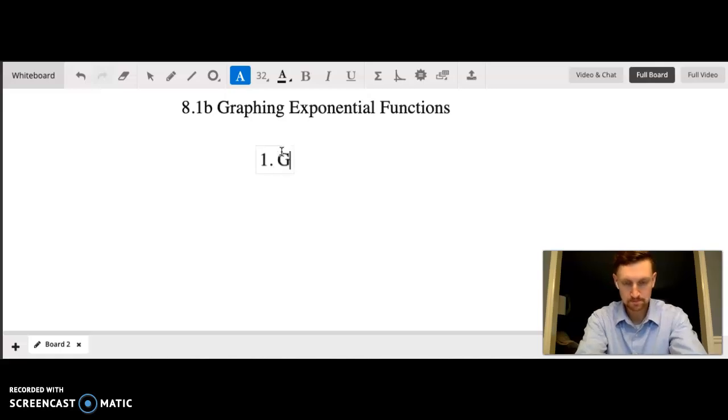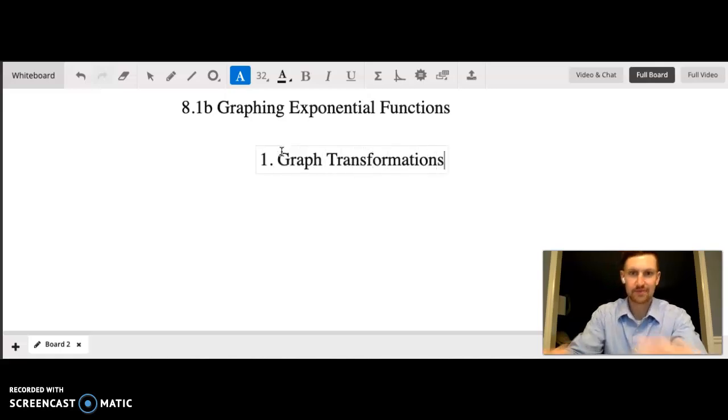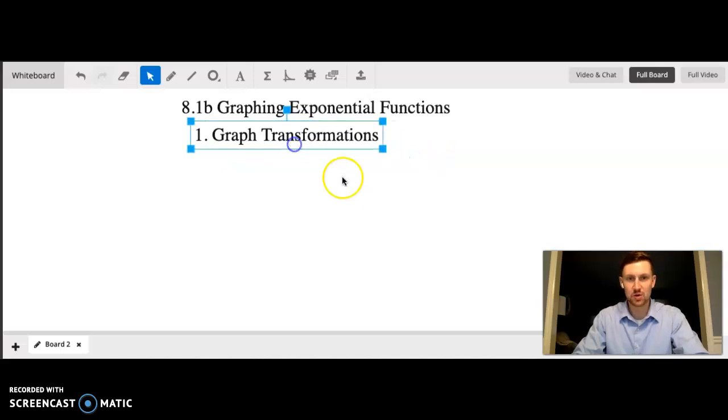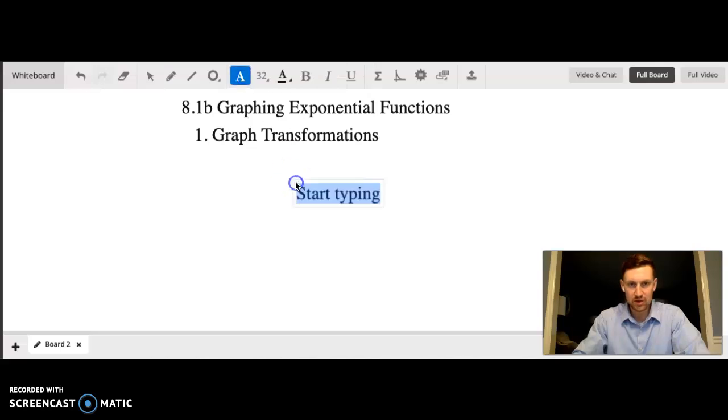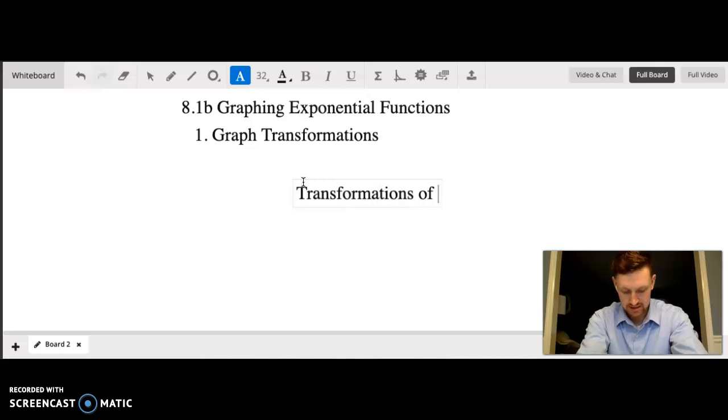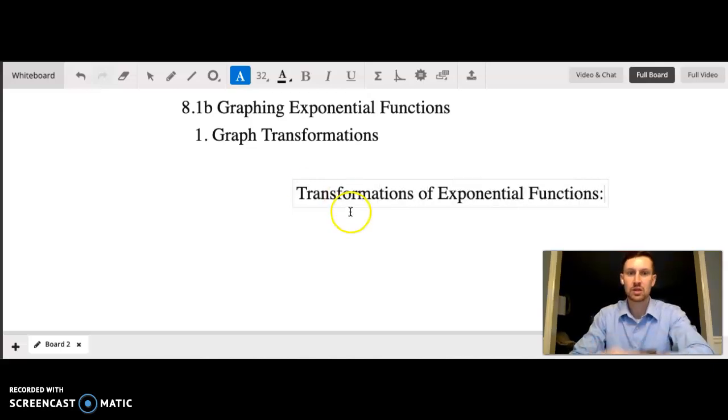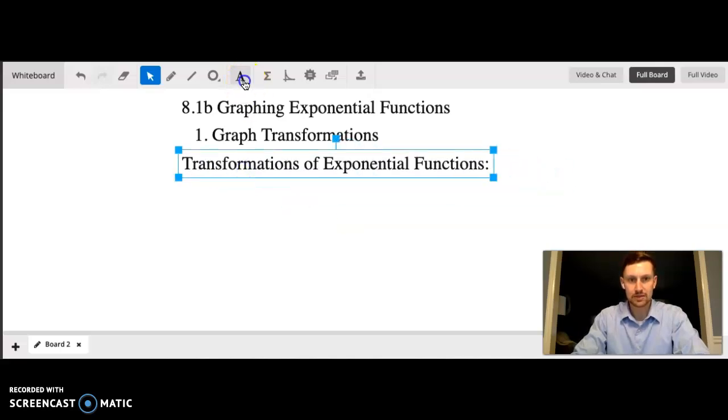So again, just one point, graph transformations. Obviously we know that word transformation. We've done it now with parabolas, we've done it with square root equations last chapter, and we've done it with absolute value equations, all kinds of different equations. We've graphed transformations. Specifically, it just means that the original graph is now being changed based on new values that are added. So just one definition, and that is what specifically are some transformations of exponential functions.